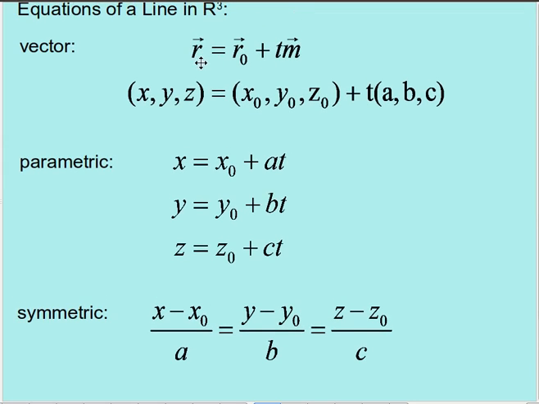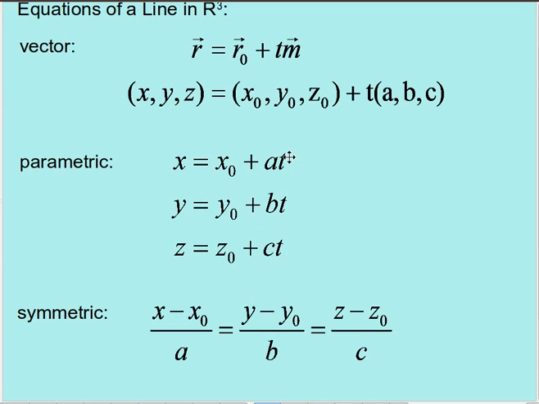One of them is the vector equation of the line, and the vector equation of a line is made up of an initial position vector, and then you add to that some sort of direction vector. We can then break out the individual components. The x component, which is made up of x naught and t times a, ends up being this parametric equation, and then the y coordinate and the z coordinate.